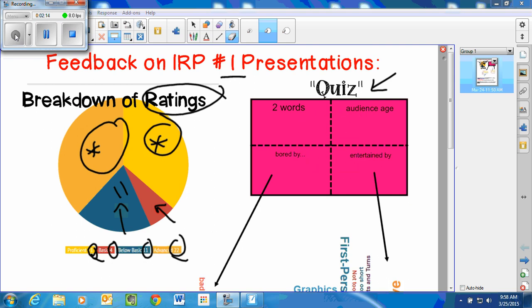Okay, so the first square, I asked you to recall the 2 words from the project description. The 2 words that you circled on the project description for your Prezi. And when I asked students to write them down, no one got the answer correct. Most people got 1 of the 2 words, but nobody got both of the words.